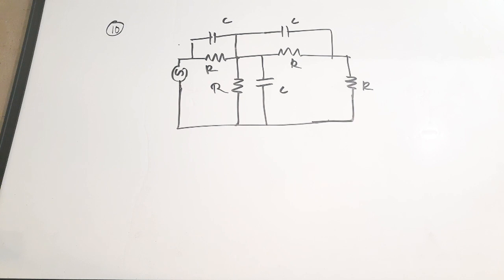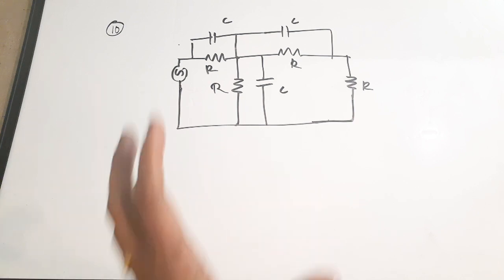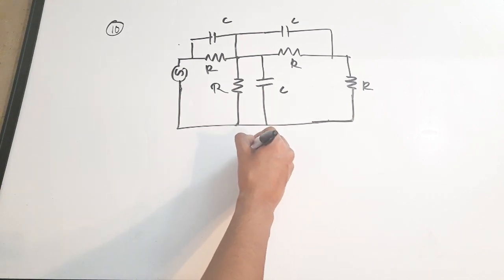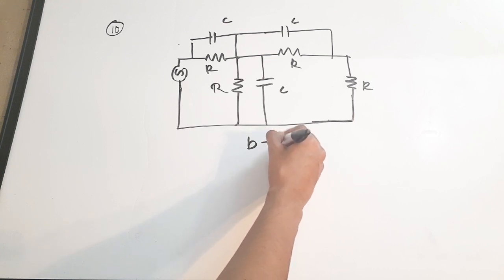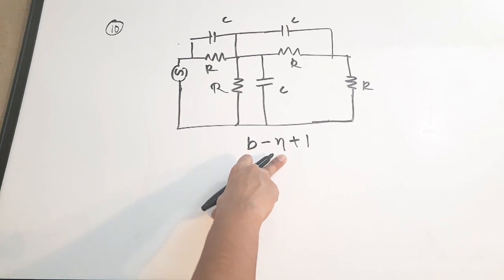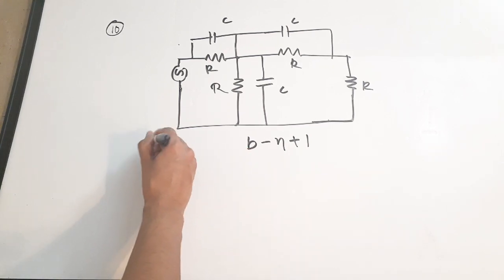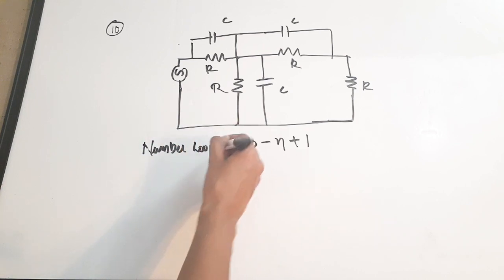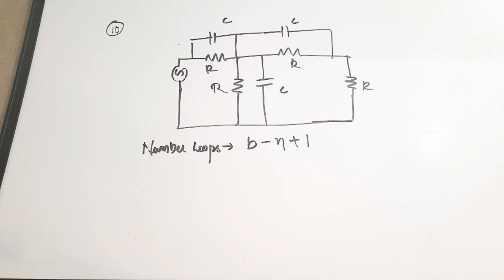The 10th question is the minimum number of equations required to analyze this circuit. So the equation for finding the minimum number of equations is, the number of loops is B minus N plus 1, where B is the number of branches and N is the number of nodes. So this is the number of loops, and this much is the number of minimum equations we require. Number of loops is equal to the number of minimum equations required to analyze a circuit. First, we'll find the value of B, then the value of N, and we'll get the number of loops.